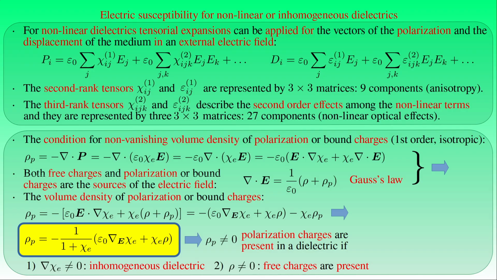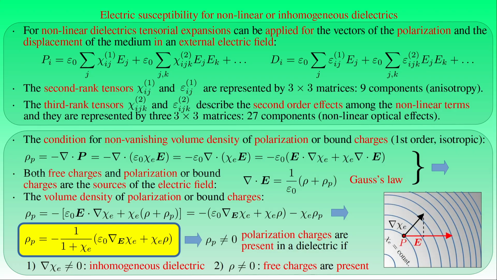If there are no free charges in the dielectric, then the volume density of the bound charges can be reduced to negative epsilon naught over 1 plus chi-e, times the directional derivative of chi-e along the vector E. The figure shows the level curves of the electric susceptibility chi-e in an inhomogeneous dielectric, where the directional derivative is represented by the projection of the gradient vector of chi-e onto the vector E at the point P. This illustrates the fact that polarization charges are present at the point P in the dielectric if the gradient of the electric susceptibility is not perpendicular to the electric field applied to the insulating material.